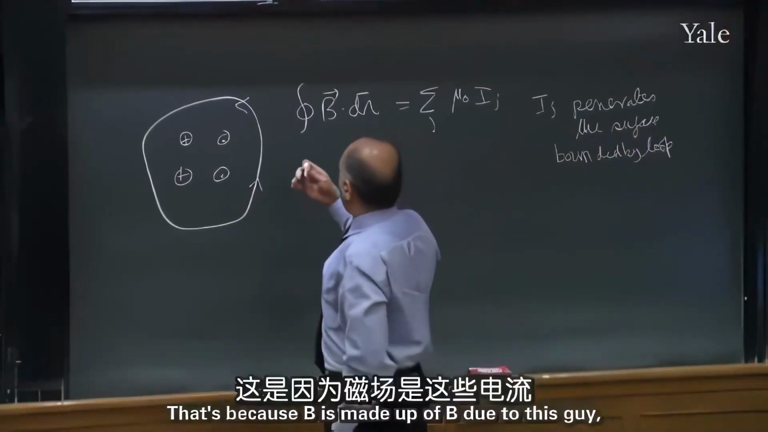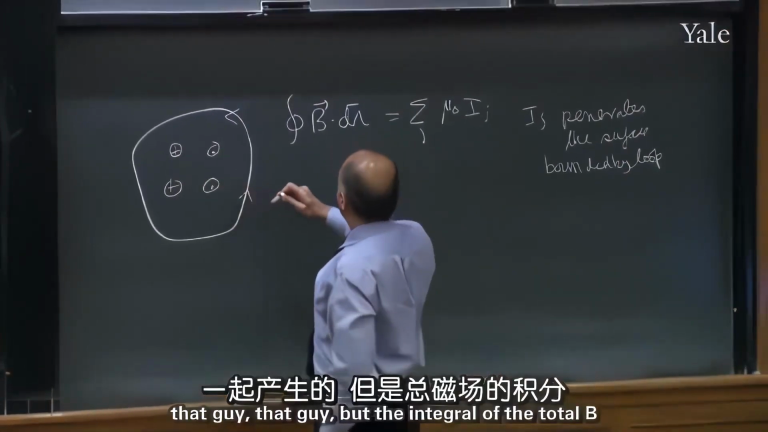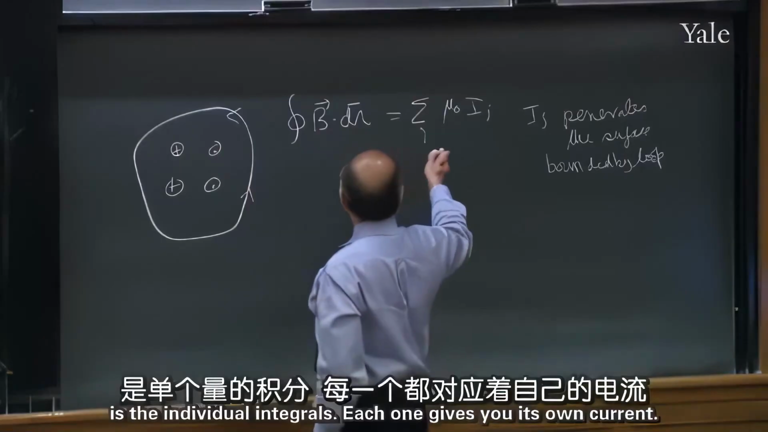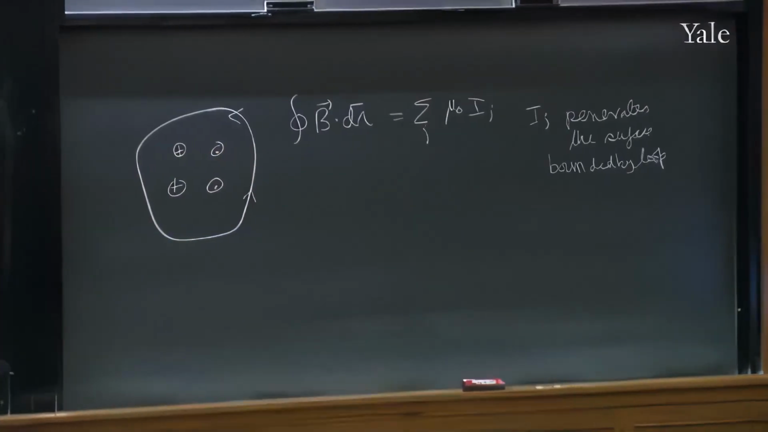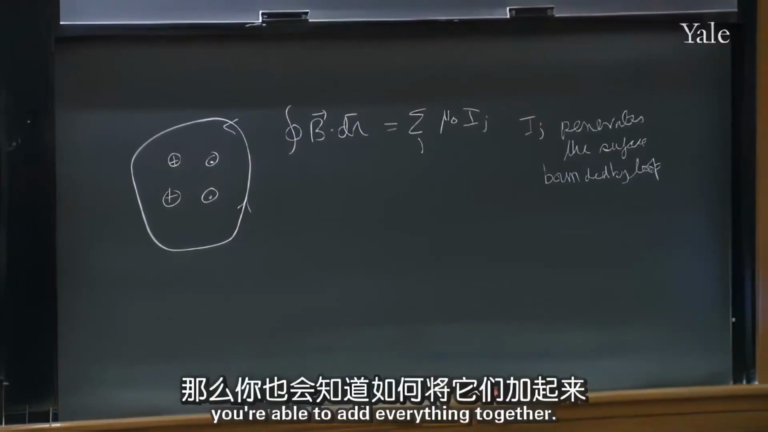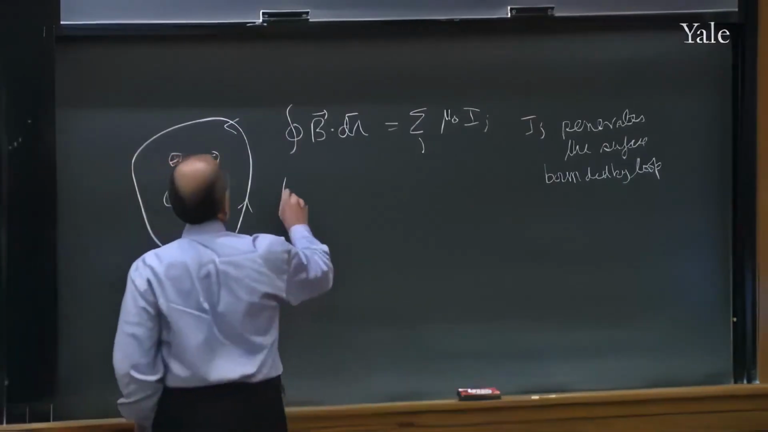That's because B is made up of B due to this wire, that wire, and that wire, but the integral of the total B is the sum of the individual integrals. Each one gives you its own current. So superposition is a great and powerful result. If you can do anything for one charge or one current, you're able to add everything together. So this is called the law of Ampere.